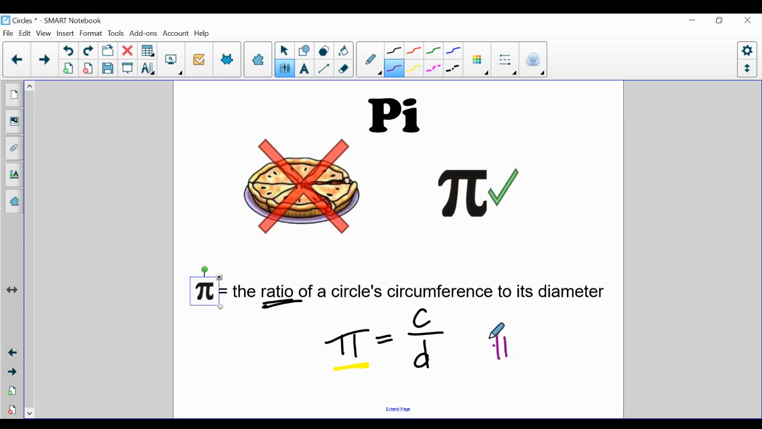Now, pi is often known as 3.14. Pi is an irrational number, meaning it goes on forever and never ends, but we often refer to it as this 3.14 number.